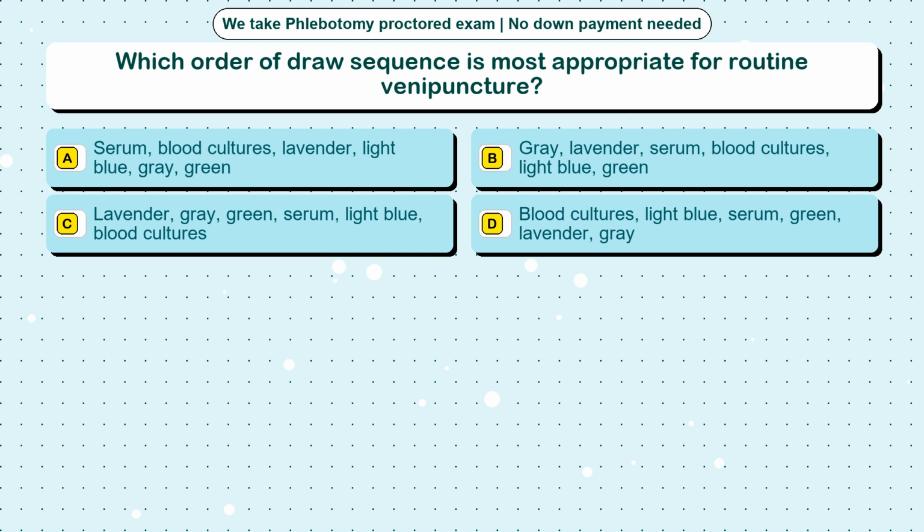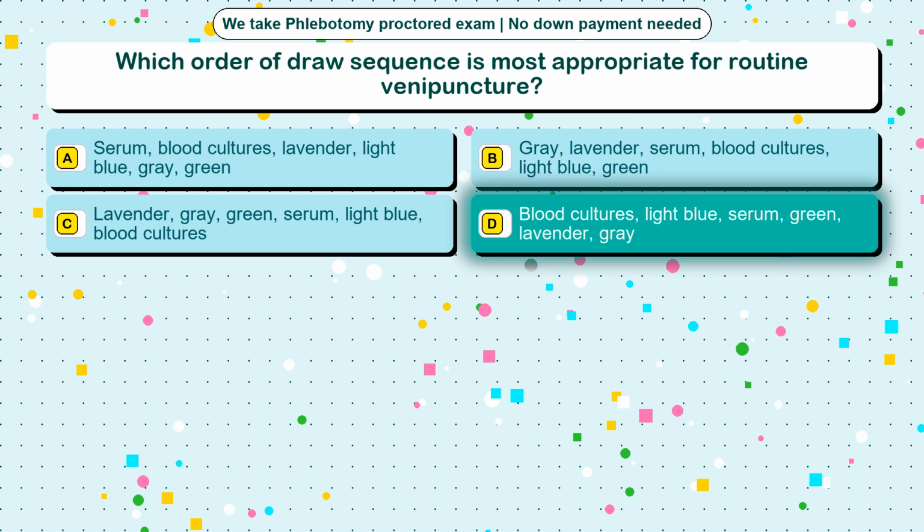Question 57. Which order of draw sequence is most appropriate for routine venipuncture? Option A, serum, blood cultures, lavender, light blue, gray, green. Option B, gray, lavender, serum, blood cultures, light blue, green. Option C, lavender, gray, green, serum, light blue, blood cultures. Option D, blood cultures, light blue, serum, green, lavender, gray.